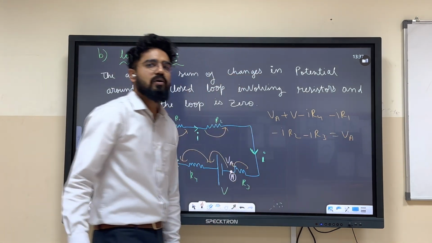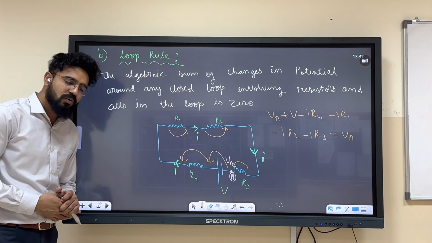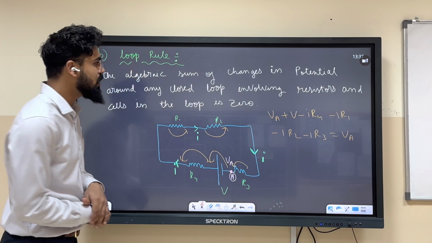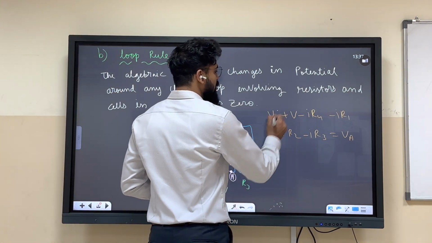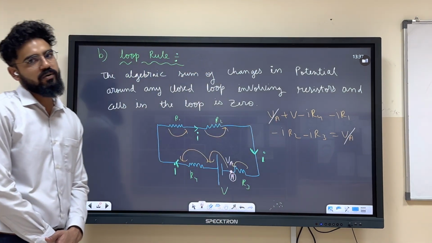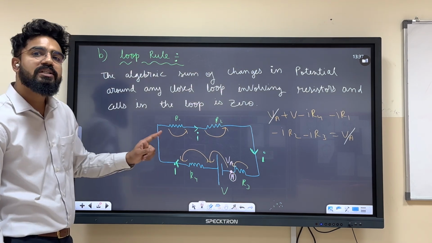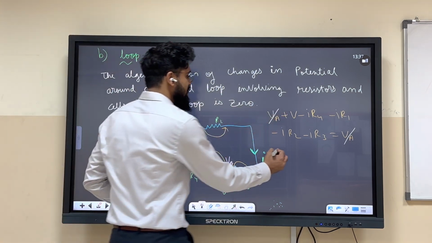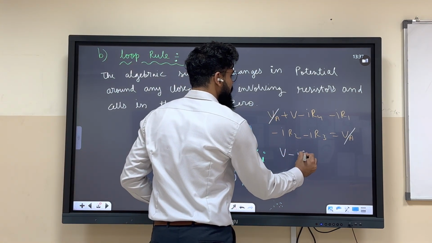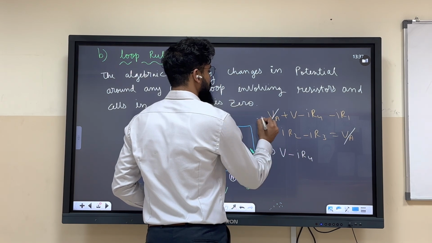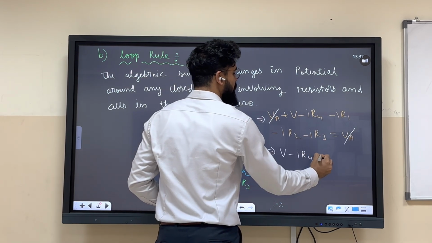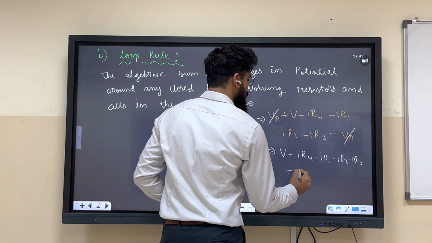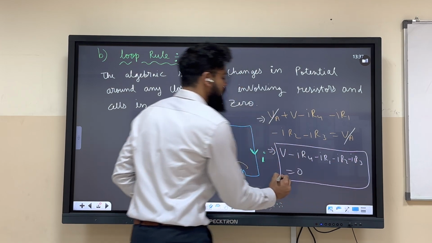Now you are coming again to potential A. Yes or no? You are coming to point A. That's why you are coming again to potential A. Yes or no? So now from here, VA will get cancelled out. Correct? So that's what he's trying to say. When you are doing the entire loop, see, the final answer is this: V minus I R4 minus I R1 minus I R2 minus I R3 equals 0. This is what he's trying to say.